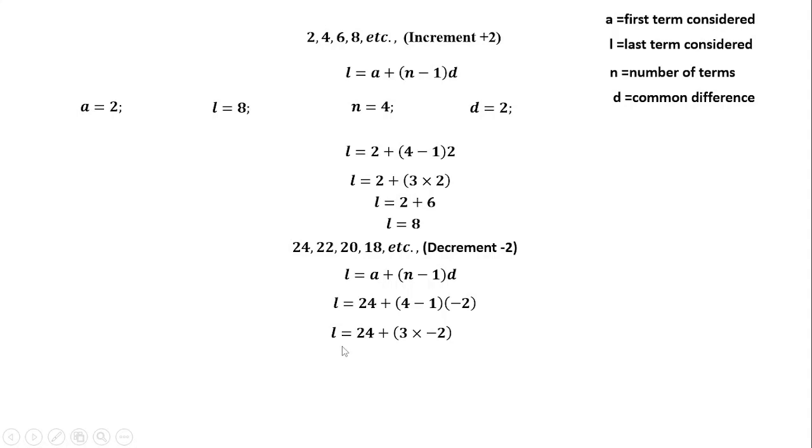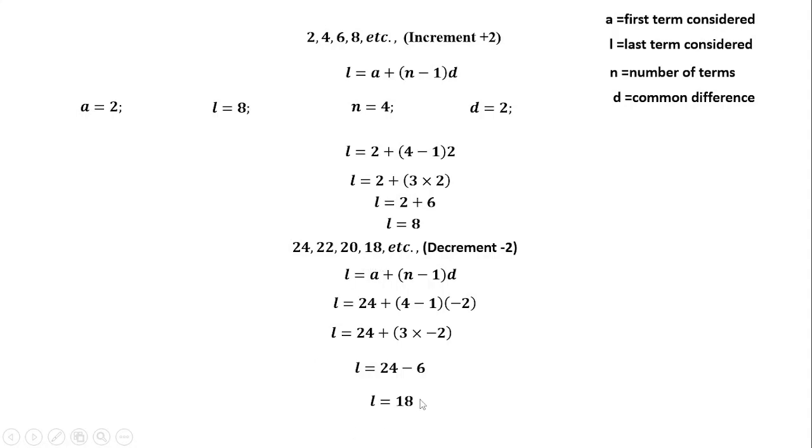And I simplify this, which means I get L is equal to 24 plus 3 cross minus 2. How do I get the 3? Yes, 4 minus 1 is equal to 3. So 3 into minus 2. So finally I can simplify this equation also. So L is equal to 24 plus 3 into minus 2, which is minus 6. So L is equal to 24 minus 6. So according to this, I got 24 minus 6 is equal to 18. So L is equal to 18. According to the available sequence, the last term available in this arithmetic progression is 18.